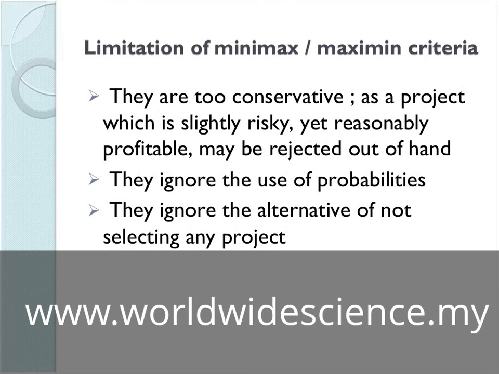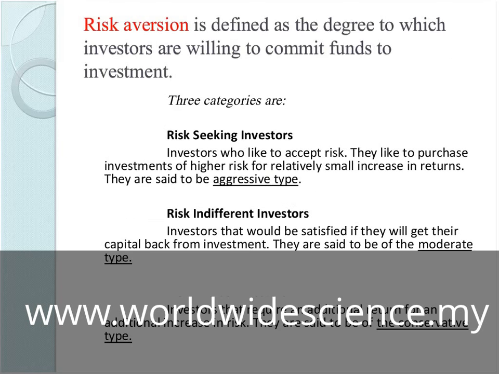So what about the limitations of the minimax and maximin criteria? Okay, they are too conservative, right? A project which is slightly risky yet reasonably profitable may be rejected out of hand, and they ignore the use of probabilities, and they ignore the alternative of not selecting any project. So first, they are really very conservative. In this kind of situation, we can reject maybe a very good project. Let's see the next one.